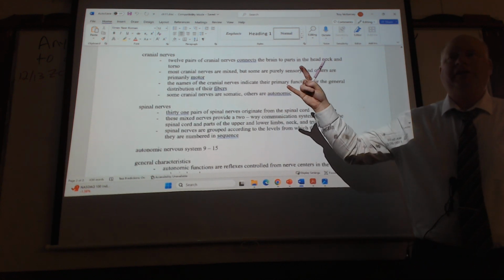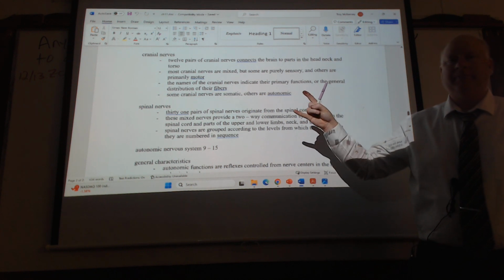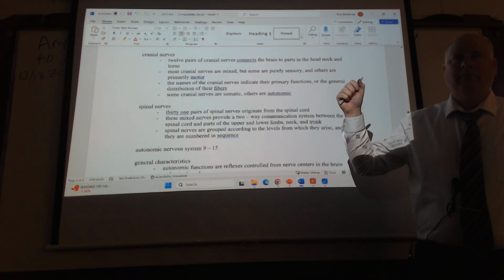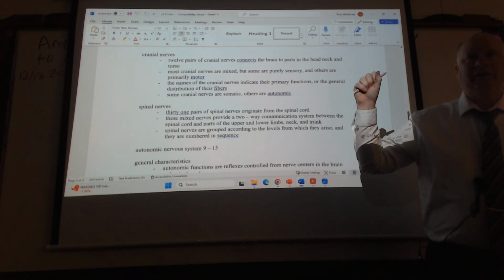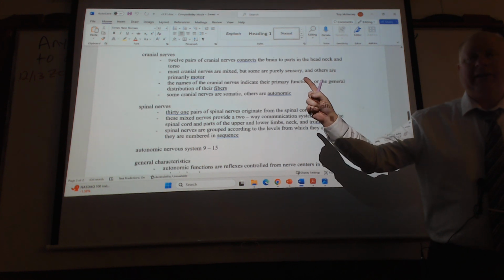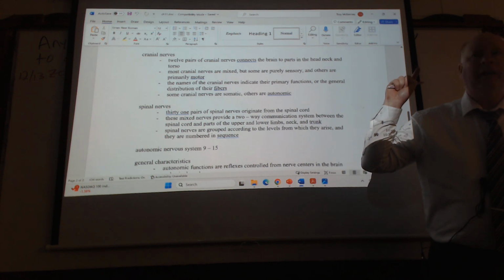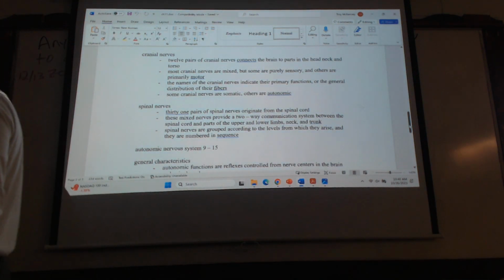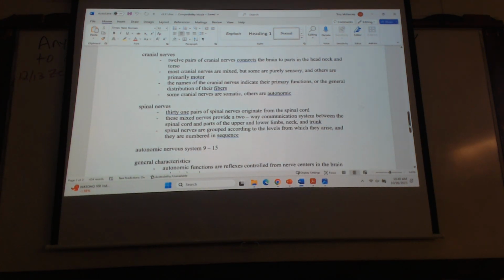What are two divisions of your autonomic nervous system? Two divisions. Parasympathetic and sympathetic. But that doesn't explain the difference between the two, though. So what is the difference? There has to be a reason that they're named differently, which there is. Okay? So why might it be called the sympathetic portion?